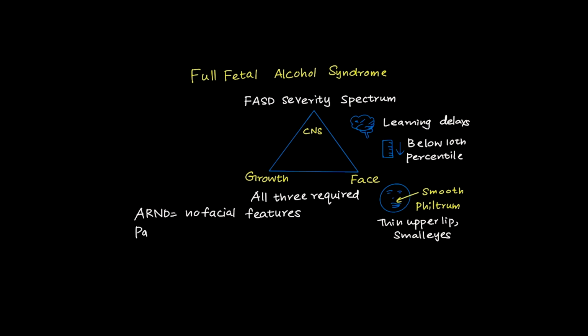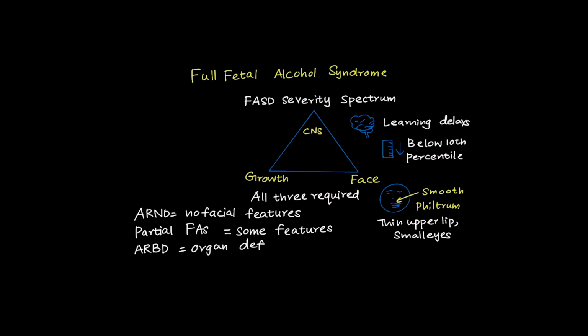Option B, partial FAS, applies when some but not all features appear. This child has all 3, so partial is also too mild. Option C, alcohol-related birth defects, describes heart, kidney, or bone malformations rather than the facial plus growth plus CNS combination seen here.